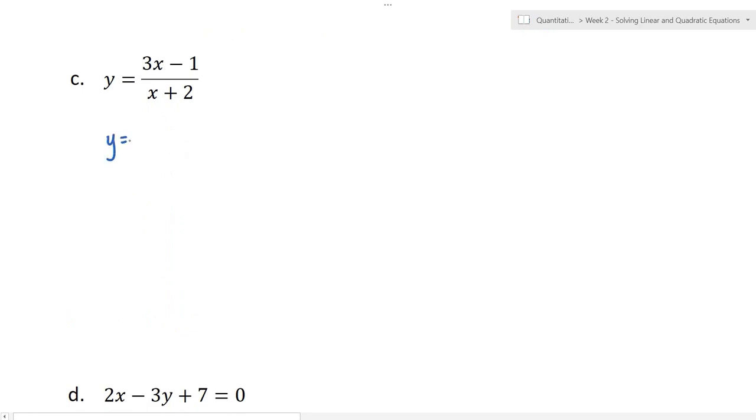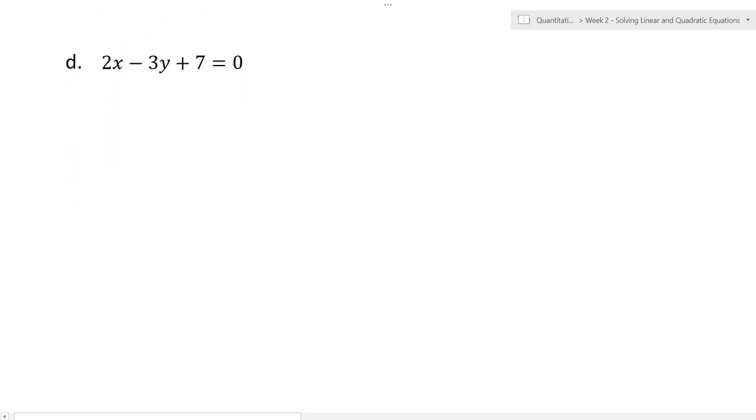So again, we want to solve for y when x is 3. So I'm going to replace all my x's with a 3 in brackets. So I have 3 times 3, which is 9, minus 1, over 3 plus 2, which is 5. 9 minus 1 is 8, over 5. And that's it.